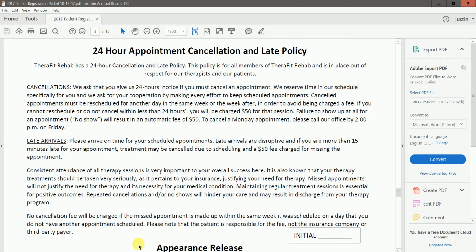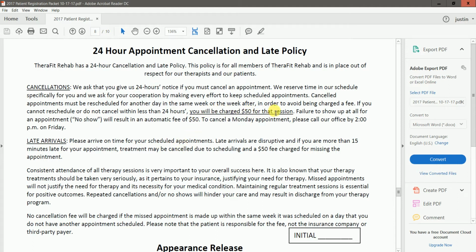Going back to this, what we want to look at is what our goal was in implementing a cancellation policy. Our overall goal is to have those spots filled and our patients seeing us, because if they're here, they're making progress. If they're not here, they're not making progress. So what we came up with is this 24-hour cancellation policy. If the patient cancels within 24 hours, you see here, they will get charged that $50 fee for that session.